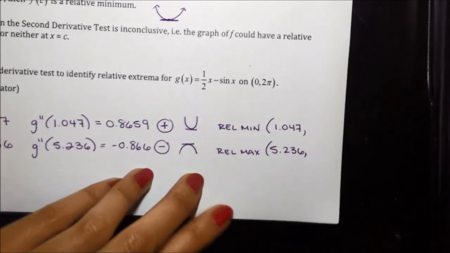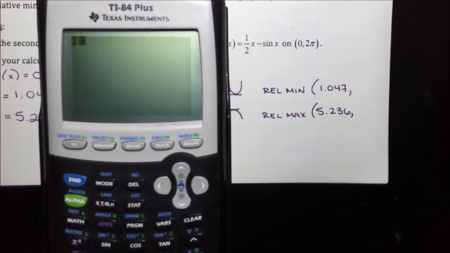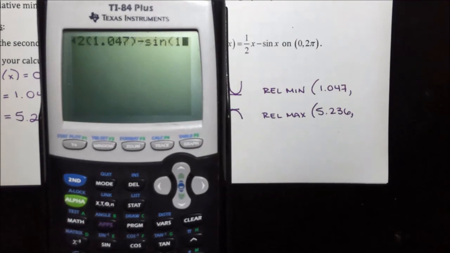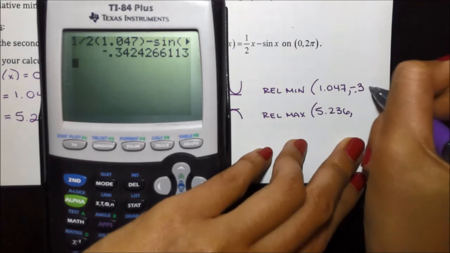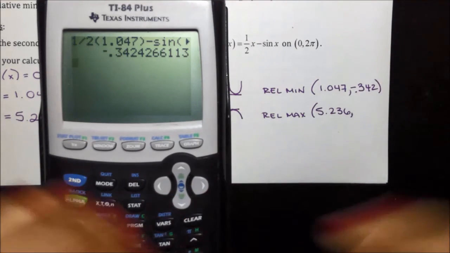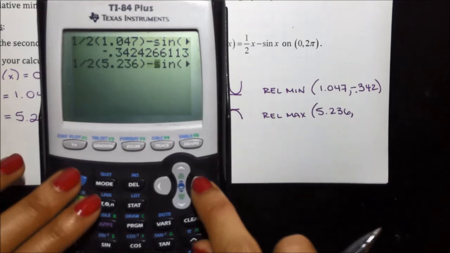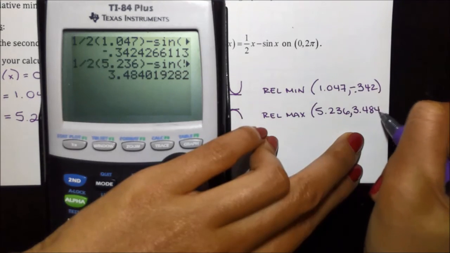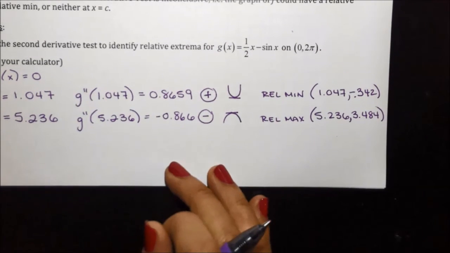5.236. I should probably get the y values, so I'm going to go to my home screen and type in the function at 1.047, which gives negative 3.342, and then the same equation with 5.236, which gives 3.484, and those are your two relative min and relative max values. Okay, that's the second derivative test.